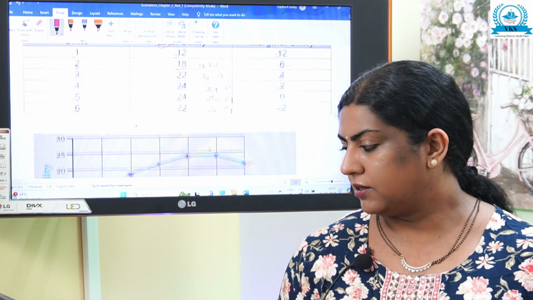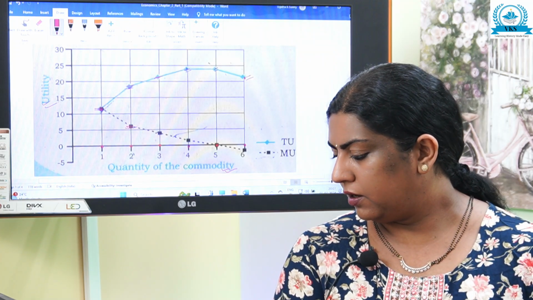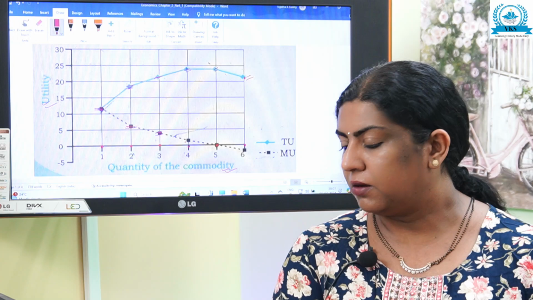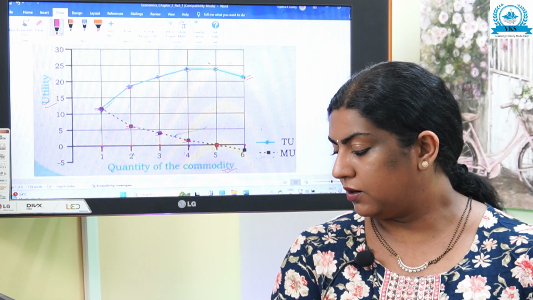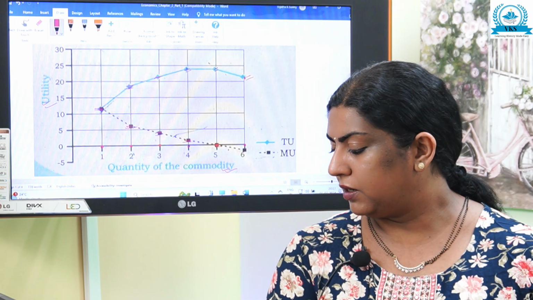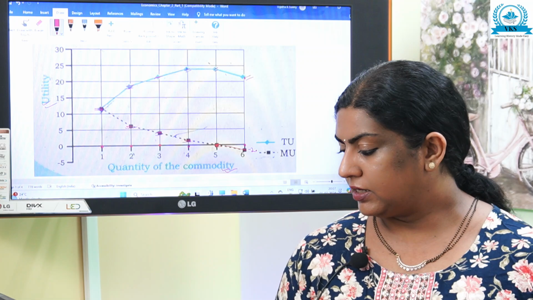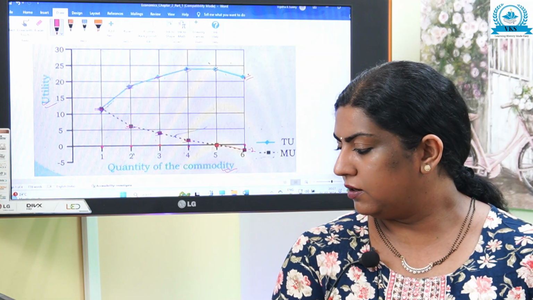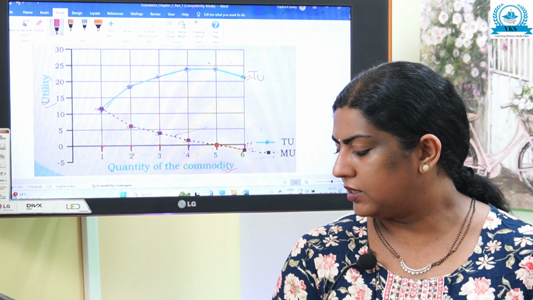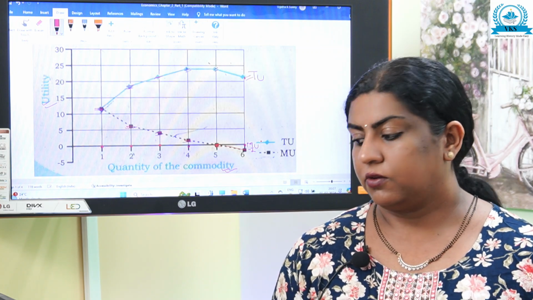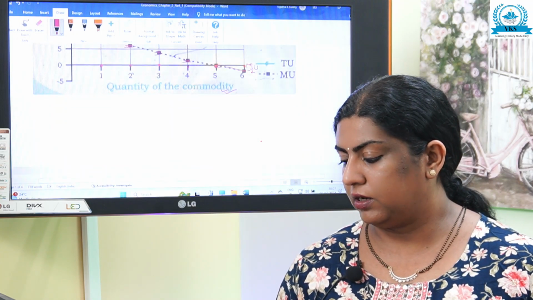When the third banana is consumed, the marginal utility becomes 4. When the fourth banana is consumed, marginal utility becomes 2. When the fifth is consumed, it becomes 0, and by the time the sixth is consumed, it comes down to minus 2. So this blue color is total utility, and here the black color is marginal utility. So this is how you draw the total utility and marginal utility.